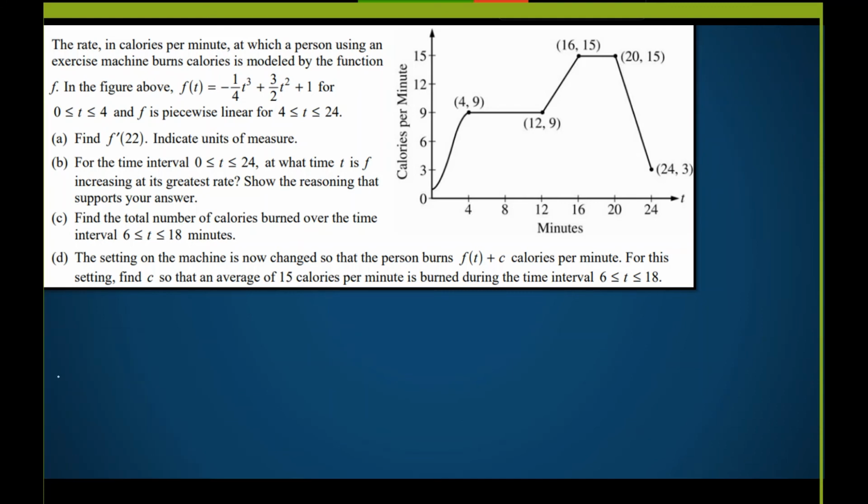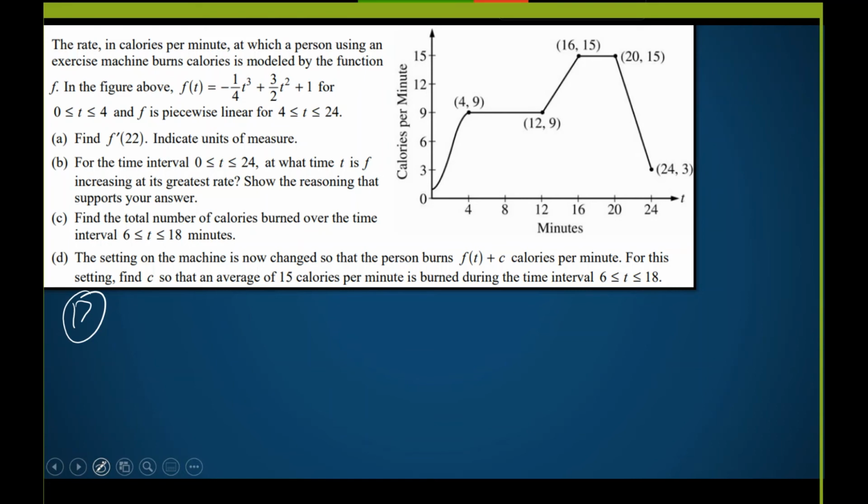Okay, and last part, part D. We are changing the settings so that the person is now burning f of t plus c calories per minute. So we're going to add another calorie per minute on our machine. If this is a stationary bike and you're trying to work out, we're increasing the resistance so that we will burn an extra c calories per minute, every minute. For this setting, I want to find the value of c so that the average calories per minute burned is 15 calories per minute.